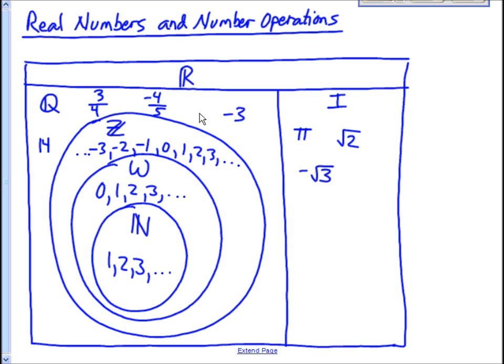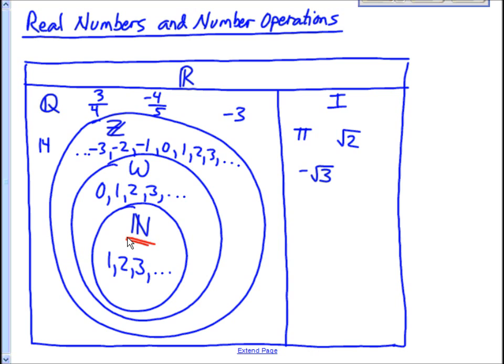If you look down here, the smallest is that funky looking N, which is the symbol for the natural numbers. That's your counting numbers that you learned in grade school: 1, 2, 3, dot, dot, dot.